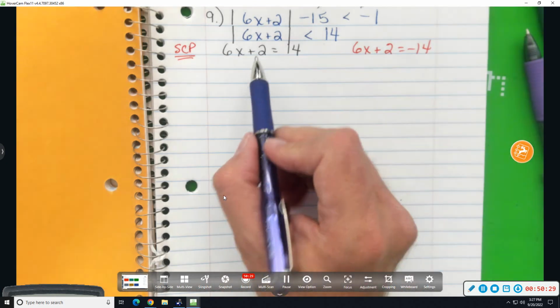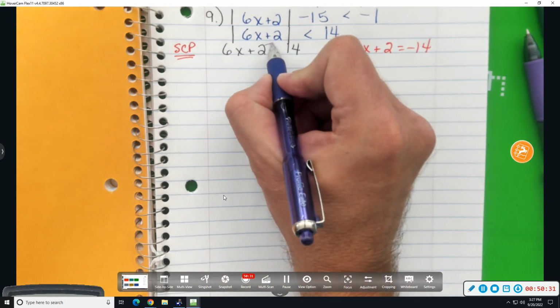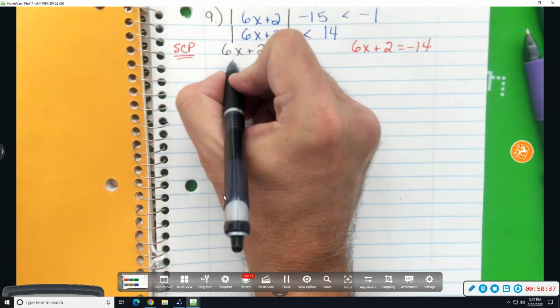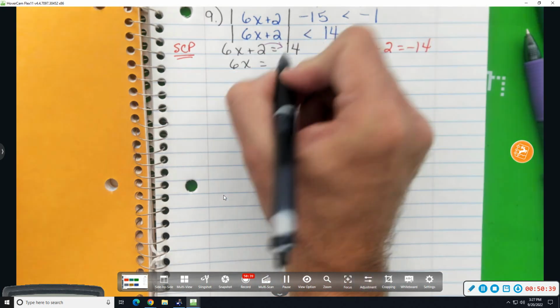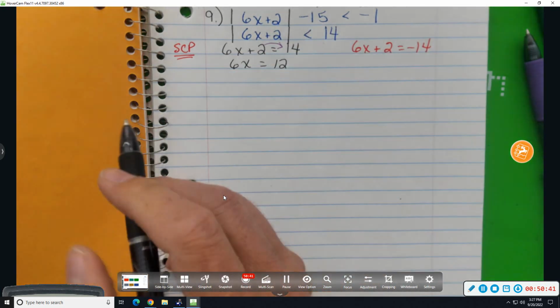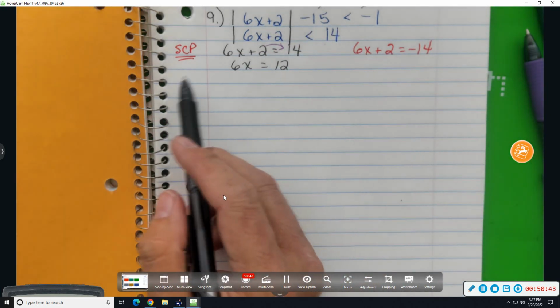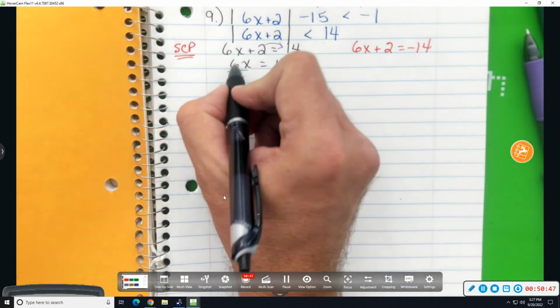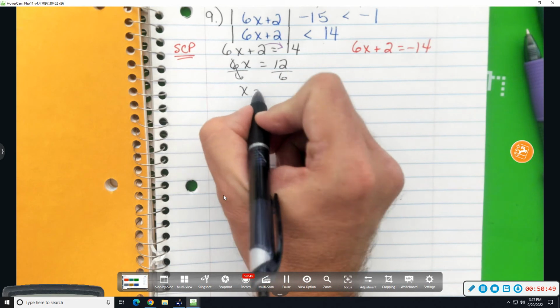Now, let's see. I'll move the 2 over. So we have 6x equals what? 12. Divide both sides by 6, and we get x equals 2.